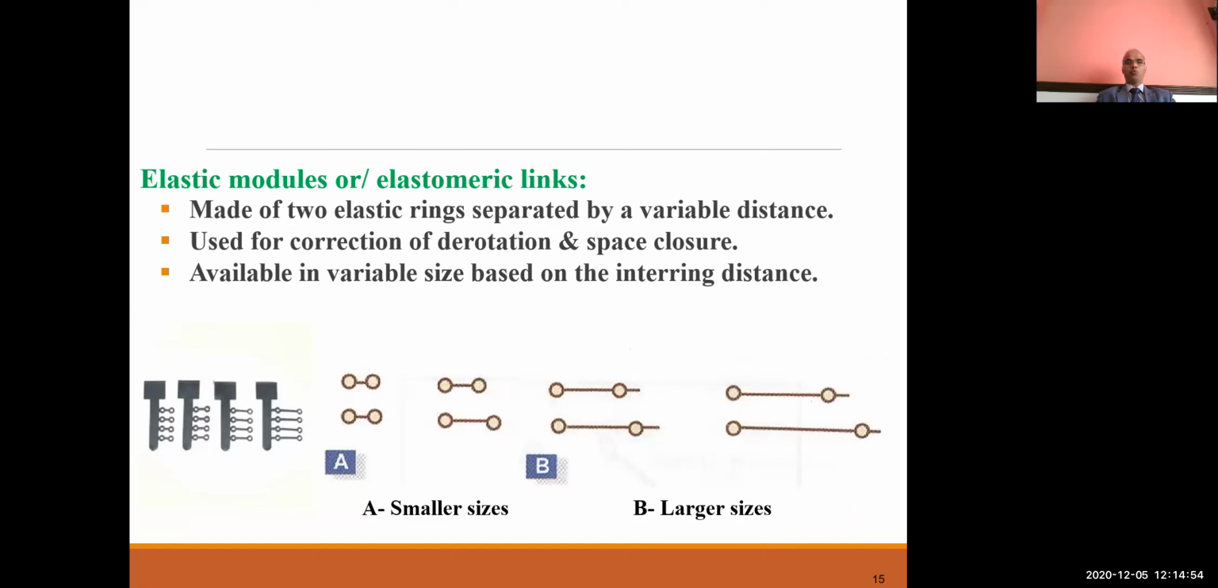They are made up of two elastic rings. These are elastic rings. They are separated by variable distance, like these are small size and larger size. Here is small and larger size. These are used for correction of derotations and also used in the space closure. They are available in variable size based on the inter-ring distance. These are rings. These are available in various sizes.